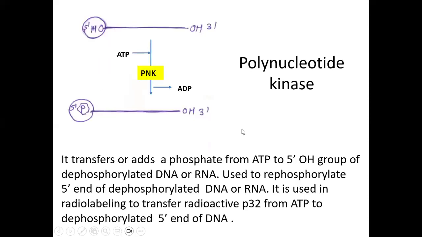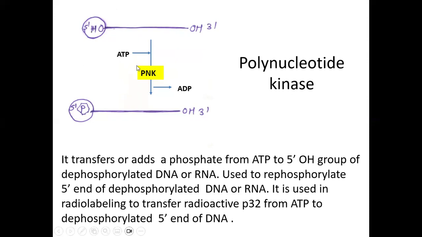Then coming to the next enzyme, that is polynucleotide kinase. This enzyme can add a phosphate group from the substrate, that is ATP, to the 5 prime end of a dephosphorylated DNA molecule or RNA molecule. So first we need to do a dephosphorylation reaction so that a hydroxyl group is present instead of a phosphate at the 5 prime end.